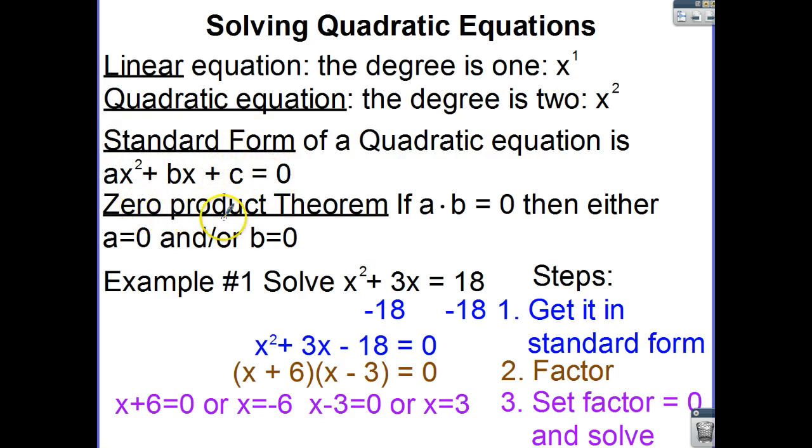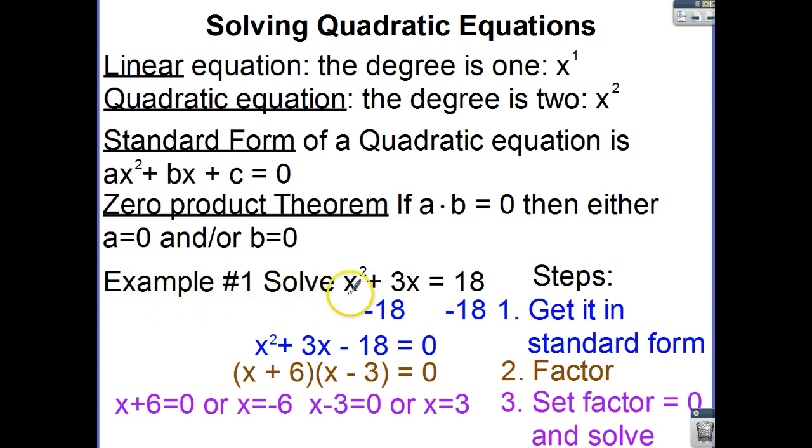Alright, the zero product theorem. If a times b equals 0, then either a is equal to 0 and/or b is equal to 0. So the only way you can get 0 as the answer to a multiplication problem is to use 0 as one of the factors, or possibly both. So these are some things that we use in this section, and we're going to have to know them as we go through. Alright, so let's start with example number 1.